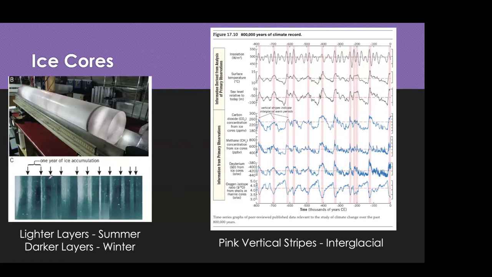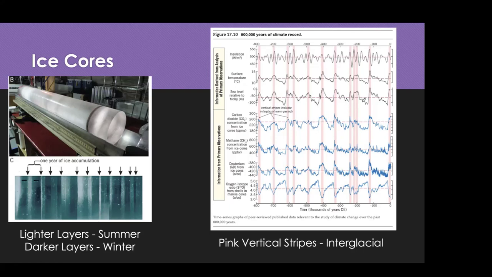When you're looking at these, this shows the accumulation. These light layers that are in here are what accumulate during the summer, where you're going to have less ice accumulating. And then the darker layers, the thicker bands that you can see here and here, are your winter months, where you have more ice accumulation happening. Okay, so you can see a seasonal variation in here.